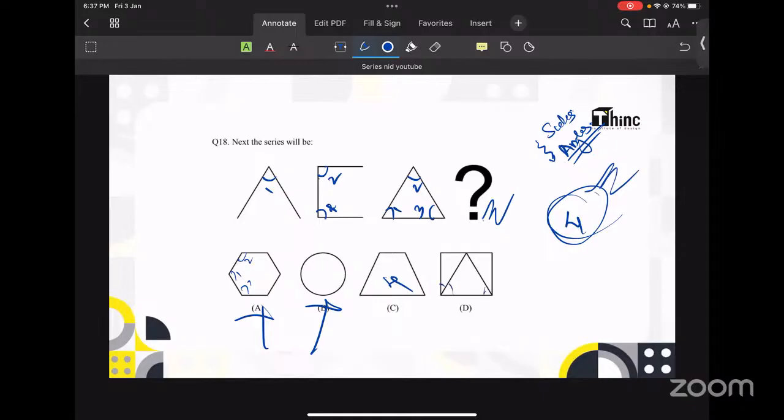1, 2, 3, 4, 5. I am not going to count it because we want the answer in a very quick manner. Right answer is the 4th one. Sorry, C is the right answer, and it is having 4 angles. 4 angles, option C.